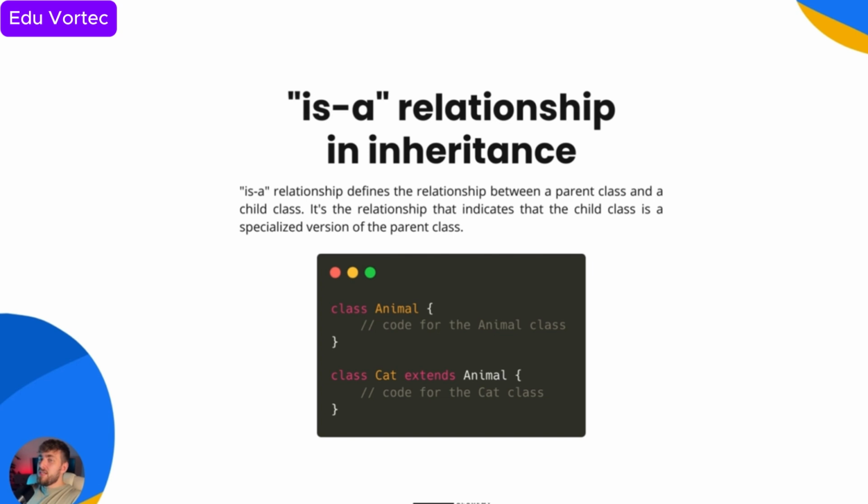In Java, the is-a relationship is represented by using the extends keyword. For example, to create the Cat class as a subtype of the Animal class, we write the following code as you see on the screen. It's important to understand the is-a relationship because it allows us to take advantage of inheritance in our code. We can reuse the code in the parent class and add new functionality in the child class. This helps us to create a more organized and maintainable structure.